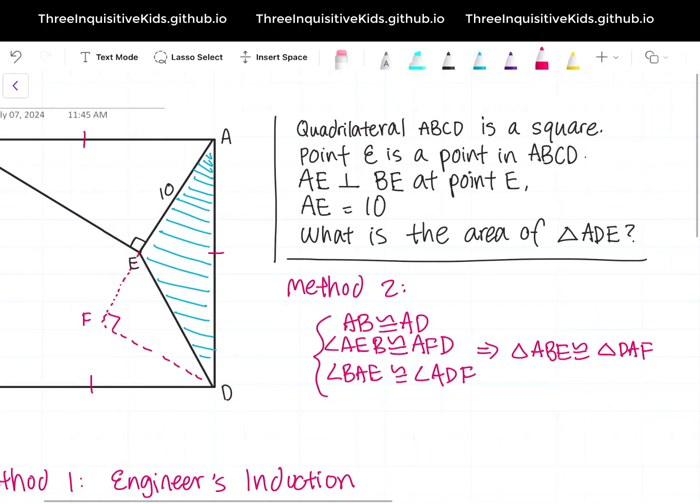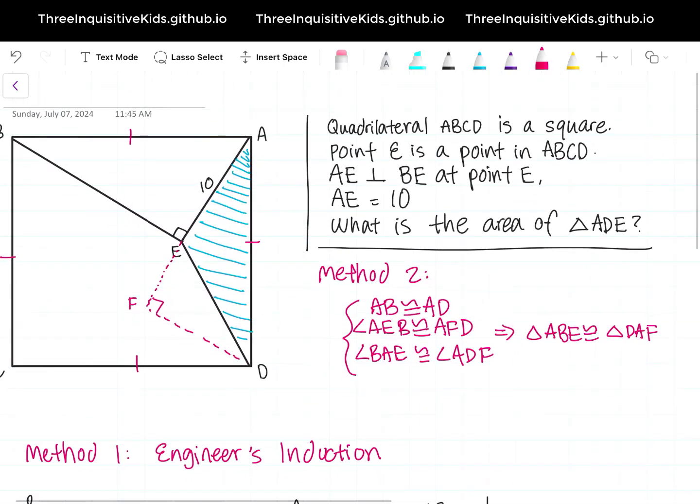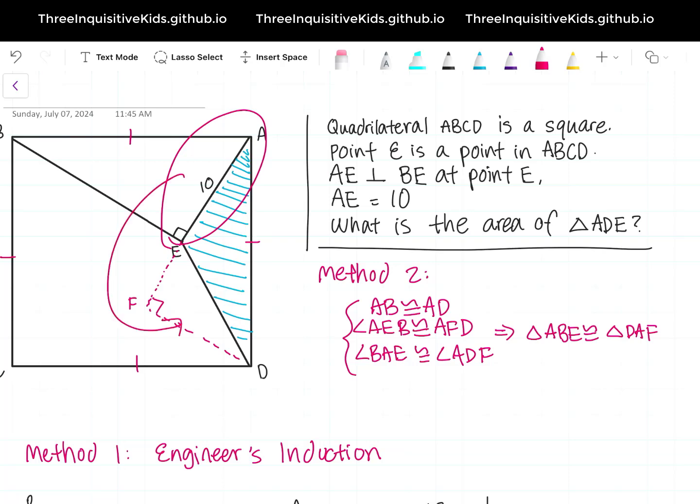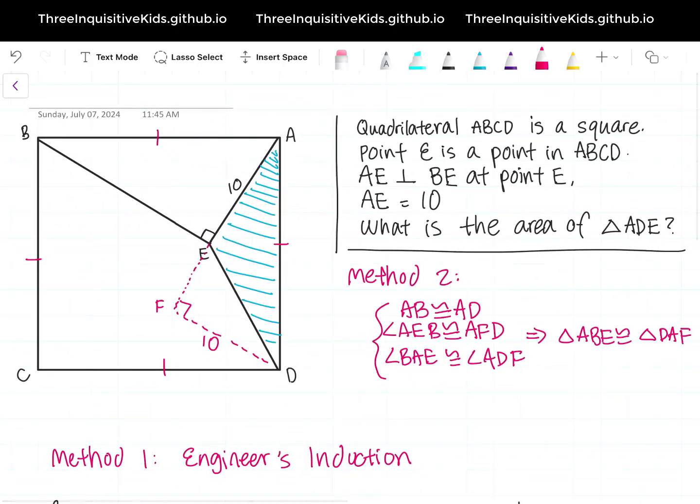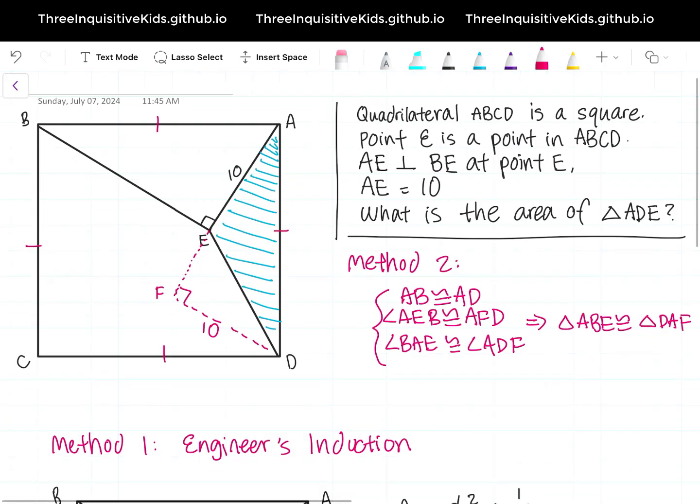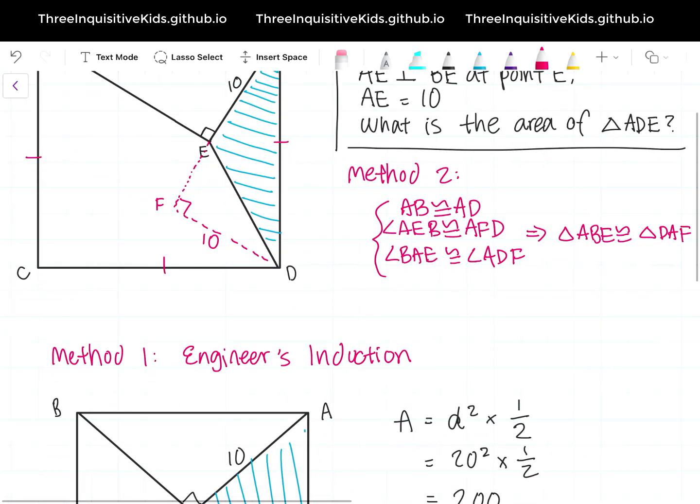So what does this tell us? Well, we see that the shorter side of triangle ABE, right here, AE, is congruent to FD. So we know that FD and AE are congruent, which means that they're both 10 units long. And now we realize that we have found the height of triangle ADE. So because we have the height and the base of the triangle, all we have to do is multiply them and then divide in 2, giving us 50. So again, our final answer is 50 square units.